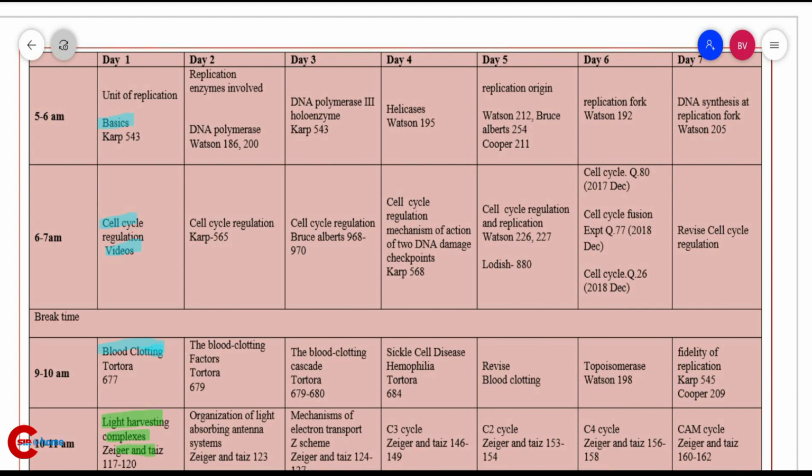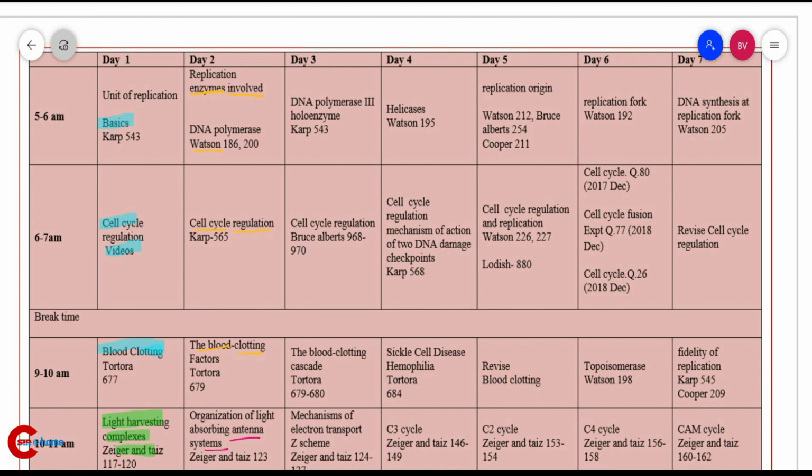Then day 2, that is December 2, you have to study, in the morning, the replication enzymes involved, book Watson. Then 6 to 7 a.m., study cell cycle regulation from Karp. 9 to 10 a.m., blood clotting factors, Tortora. Then 10 to 11 a.m.